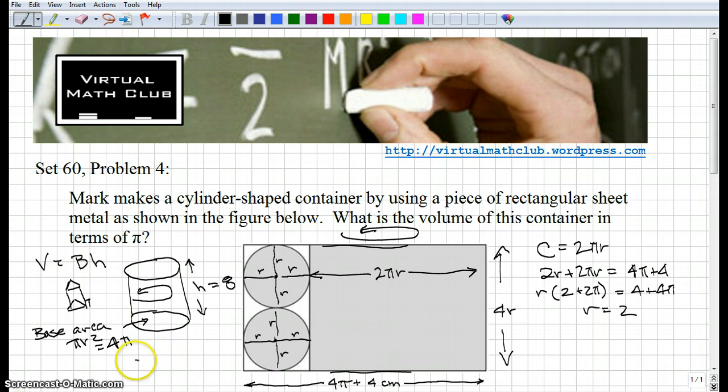And base area we said was 4 pi. This is the volume. And the height is 8. So we end up with 32 pi. And that's our volume.